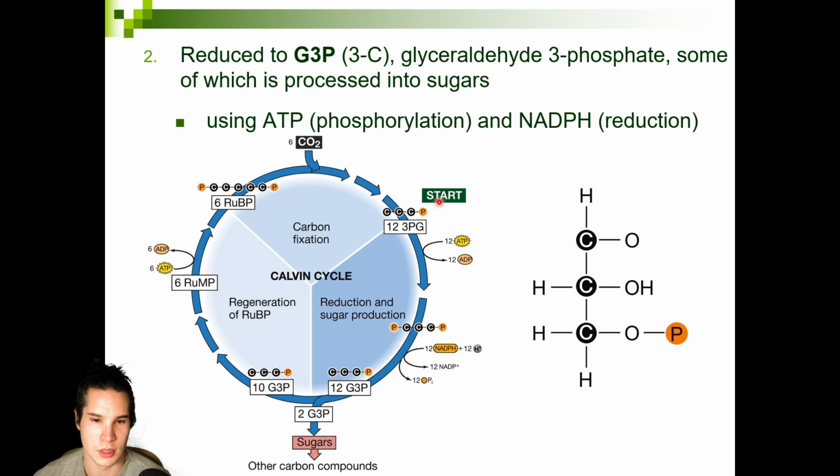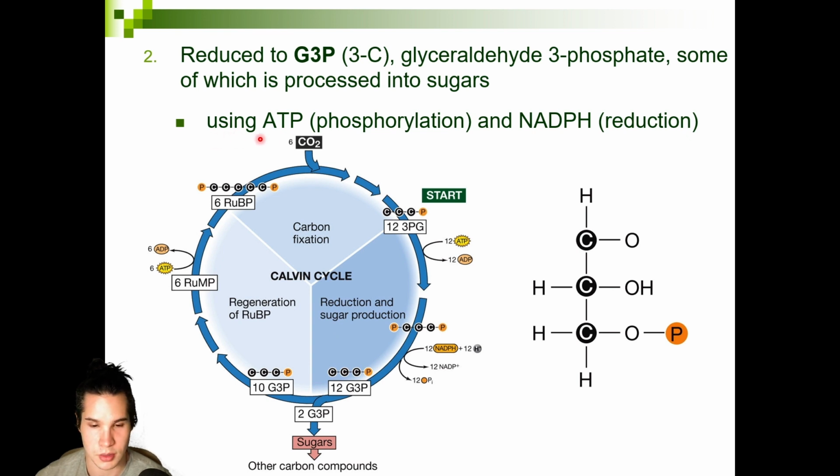So next, what we do is we take that 3-phosphoglycerate that we created during carbon fixation, and we reduce it to glyceraldehyde 3-phosphate, still a 3-carbon molecule. But this is the good stuff. This is the stuff that we're going to use to make sugars. If you take 2 3-carbon molecules and you splice those together, you can make a 6-carbon sugar easy.